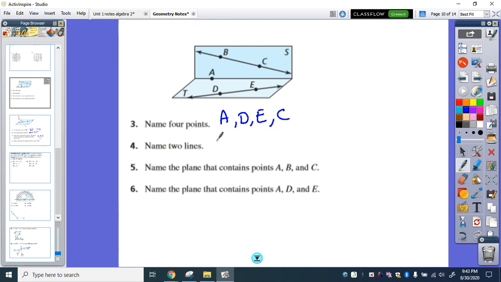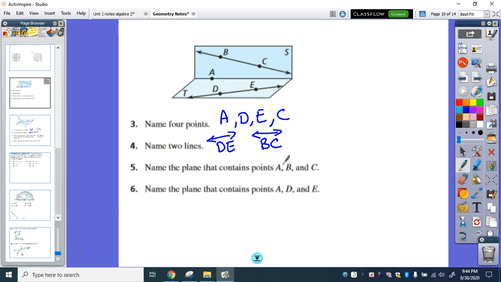If it said name 2 lines, well, okay, one line in that diagram is line DE, and another line in that diagram is line BC. You could have switched the order of the letters around. Now, we could not use A because A didn't have a second point. Even though A is looking like it's on a corner or an edge, it does not have a second point for us to name a line, so we can't do that.